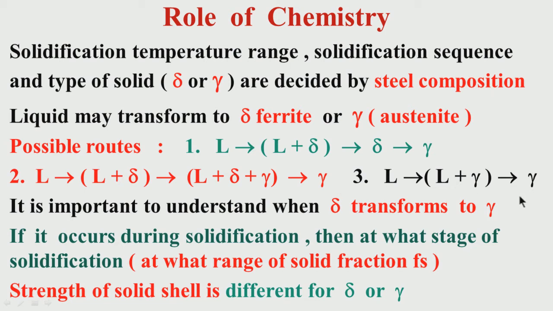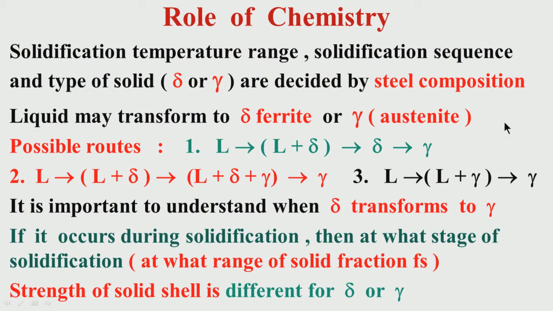Another sequence may be liquid going to liquid plus austenite and then austenite only. Finally everything is austenite when you are coming to low temperature, maybe around 1000 or 1100, but how it is coming, what the sequence is, that changes depending on your chemistry. As I have told, for iron carbon it is the carbon or carbon equivalent, for stainless steel it is the ratio of nickel equivalent by chromium equivalent.